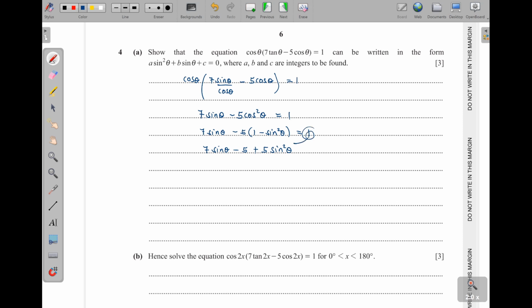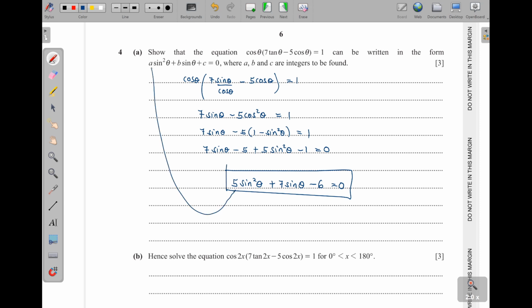Then I can take this one this side. It becomes a minus, right? So minus 1, which is equal to 0. So meaning we shall have 5 sine squared theta, then plus 7 sine of theta, and then lastly minus 5 minus 1, that will be a minus 6, which is equal to 0. So you can see that A is 5, then B is 7, and then C is negative 6. Don't get confused, because here I have a negative 6, and then here they have plus C.